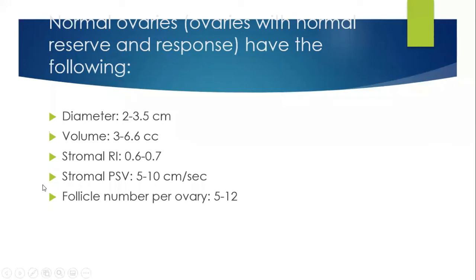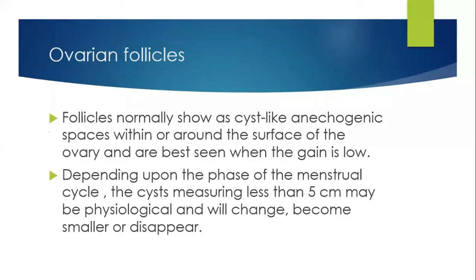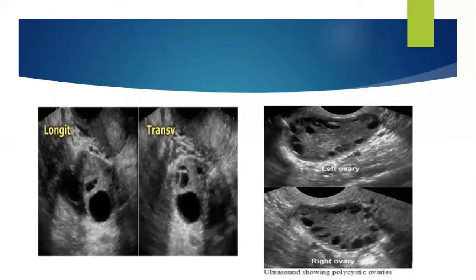So those who haven't attended our Doppler physics class or grayscale physics class, maybe they will not have an understanding about the RI or the peak systolic velocity. But we're going to repeat our class again and again, and you can join them and maybe have a better understanding. But for understanding of how to identify ovary, that is with the help of the follicles, because the follicles, they look like anechoic, cyst-like structures which are present in the background of a hypoechoic stroma.